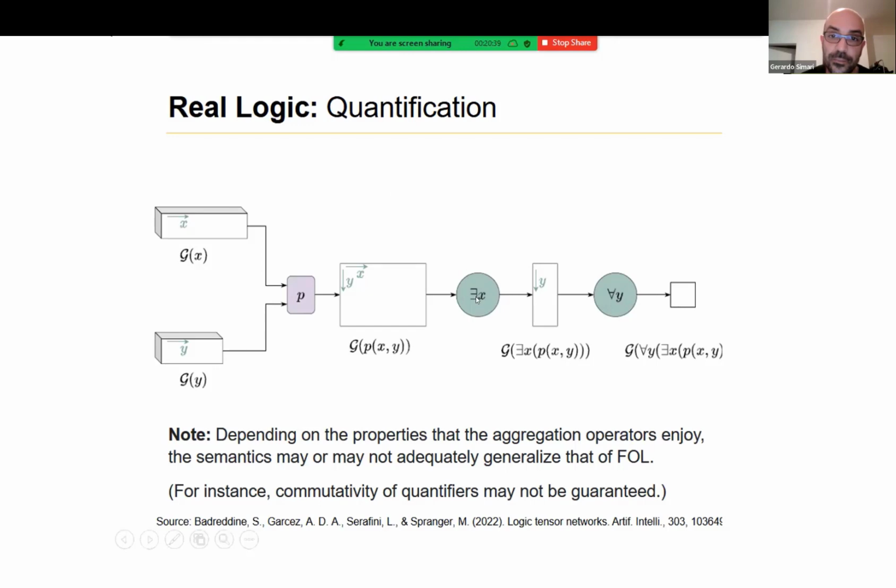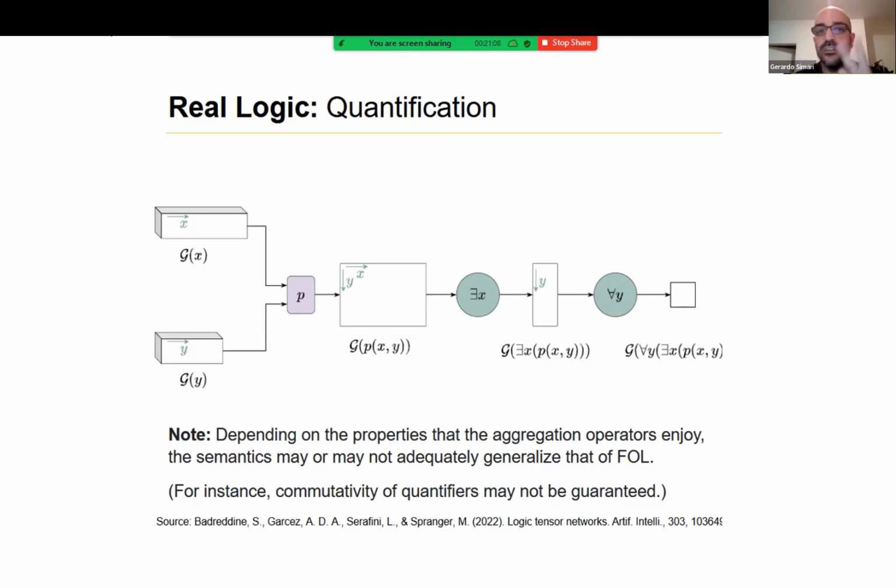and the universal quantifiers, so the aggregators, depending on their properties, the semantics may or may not adequately generalize what you expect from first order logic. So for instance, if you have something like there exists x, there exists y, p of xy, so both exist or both universal.